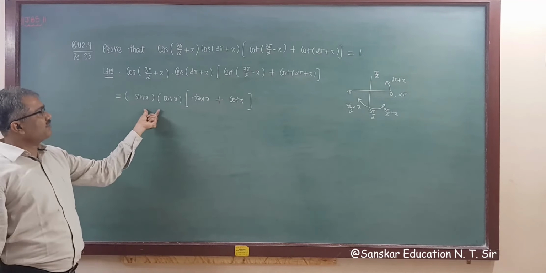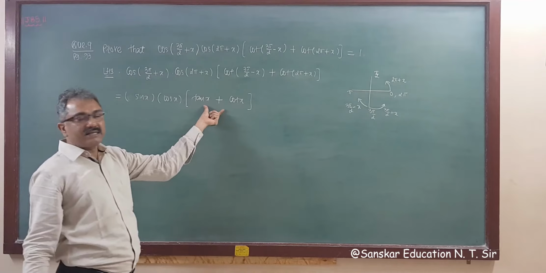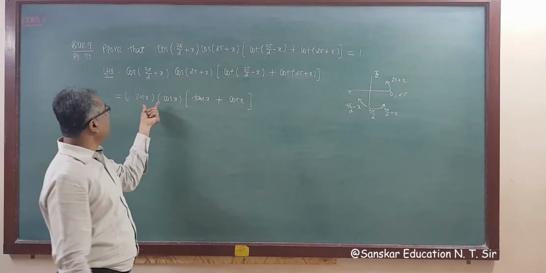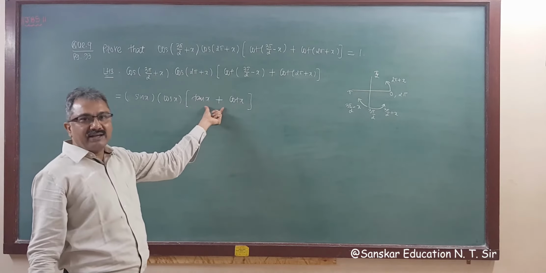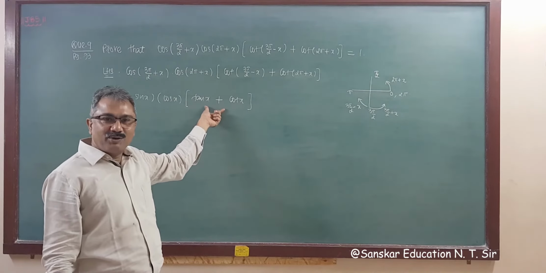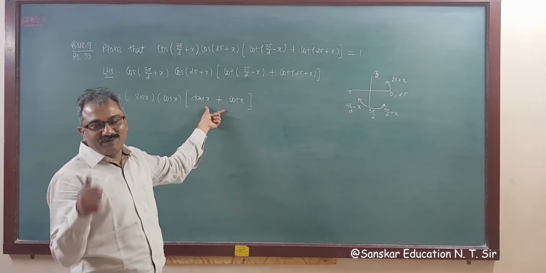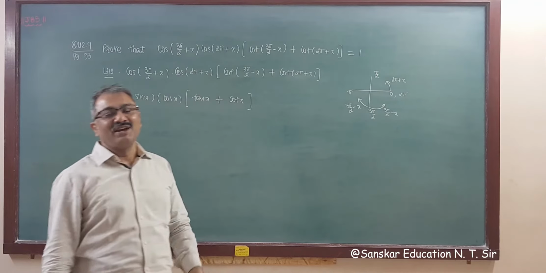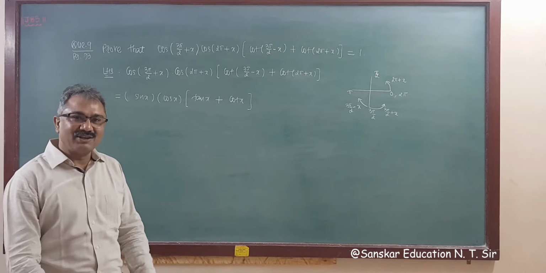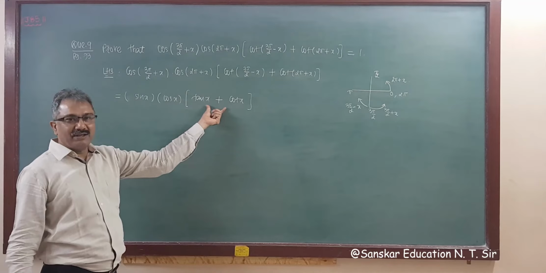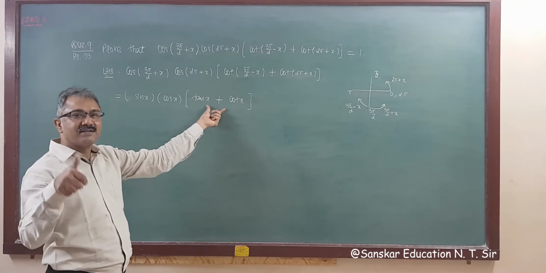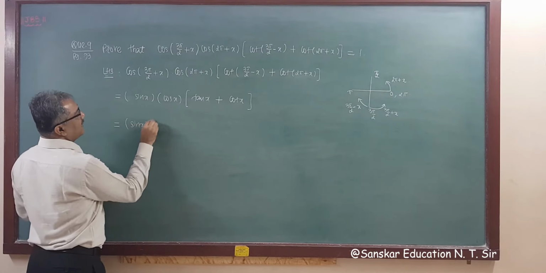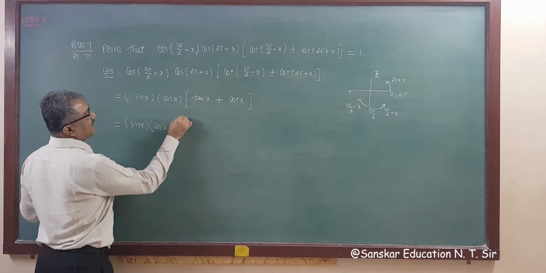So this is sin x cos x, into (tan x plus cot x), and we have to prove 1. This part is in terms of sin and cos, and this is in terms of tan and cot. In trigonometry, if you want to simplify and get the answer 1, then you have to change all terms into sin and cos. So changing this term into sine and cos and simplifying, we will get our answer. So this is sin x into cos x.